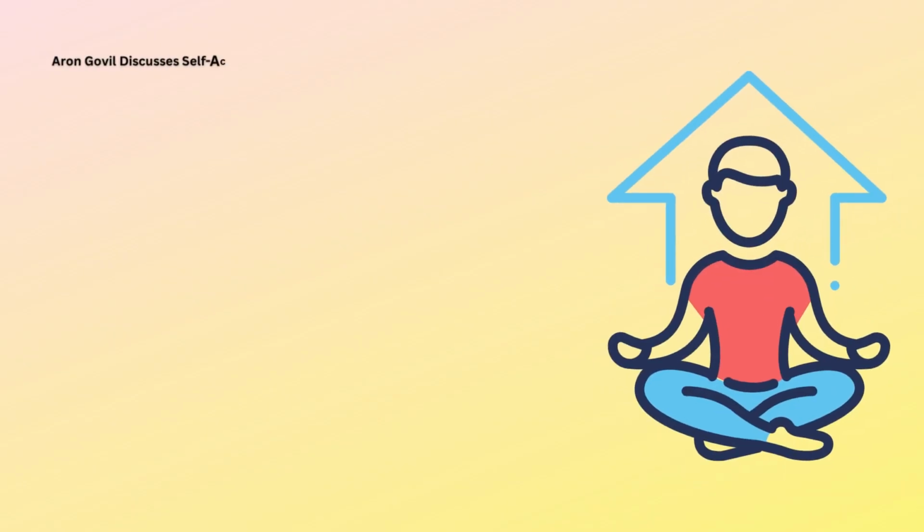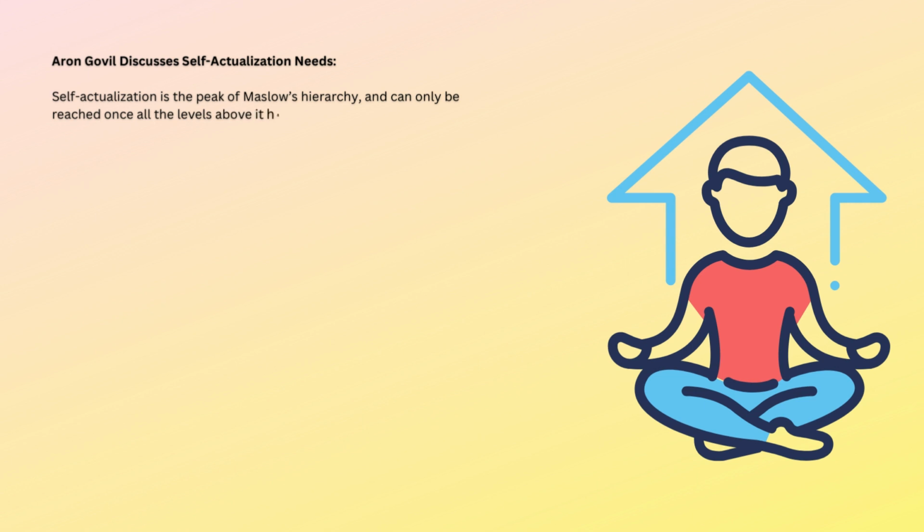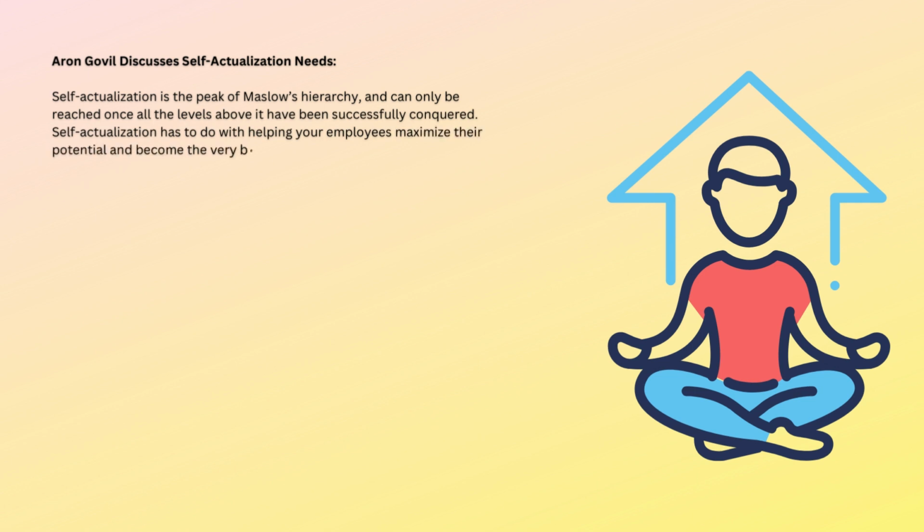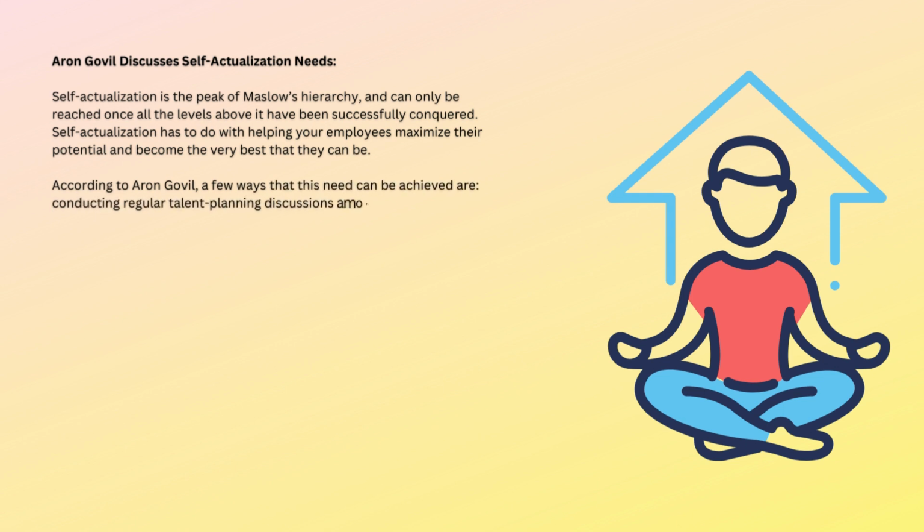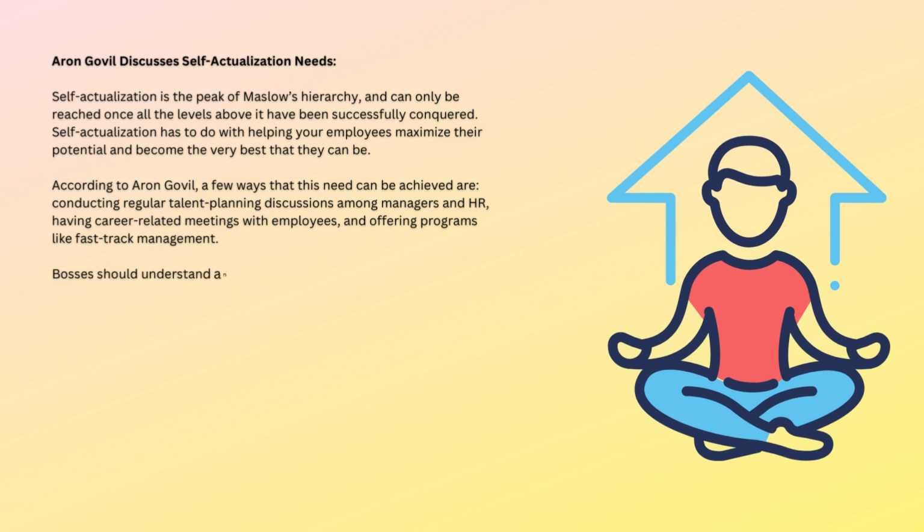Aron Govil discusses self-actualization needs. Self-actualization is the peak of Maslow's hierarchy, and can only be reached once all the levels below it have been successfully conquered. Self-actualization has to do with helping your employees maximize their potential and become the very best that they can be. According to Aron Govil, a few ways that this need can be achieved are conducting regular talent planning discussions among managers and HR, having career-related meetings with employees, and offering programs like fast-track management. Bosses should understand and anticipate their employees' abilities and help them advance their professional careers without forcing them into unsuitable roles.